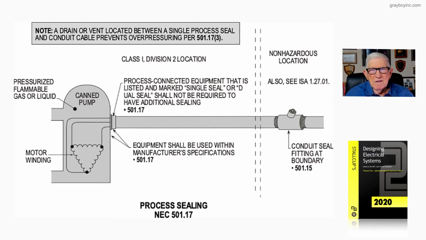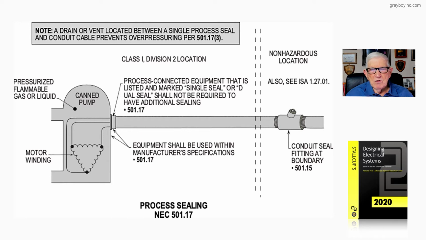But now notice in this illustration, we're in a Class 1 Division 2 location. We have a pressurized flammable gas or liquid in this can pump. We have a motor winding there that we're dealing with. And then notice we have listed here, though, a process connected equipment that is listed and marked single seal or dual seal shall not be required to have additional sealing in accordance with 501.17.